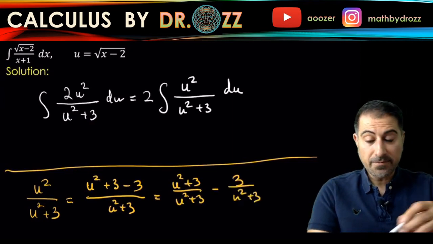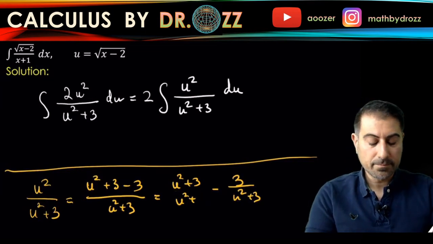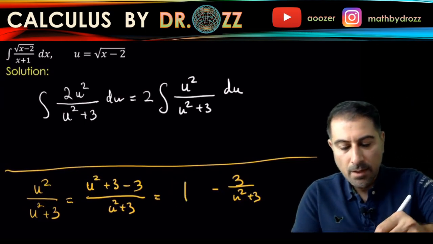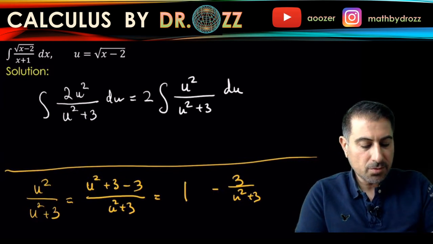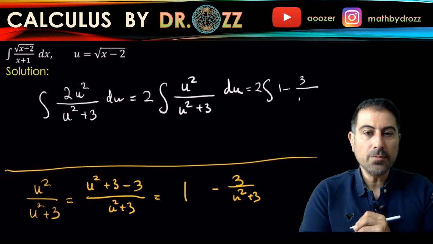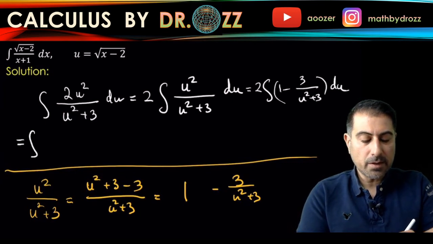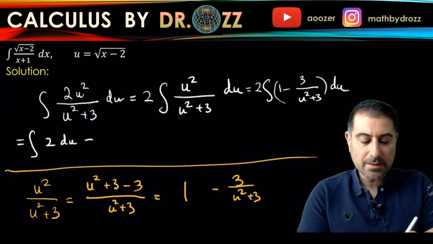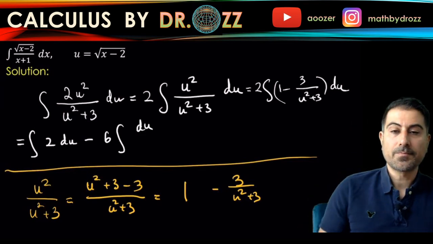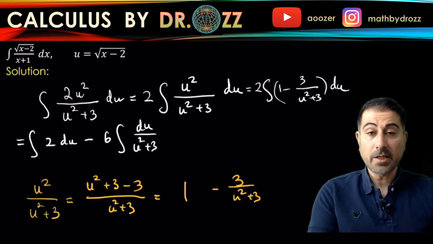So now I have 2 fractions. And in fact, the first fraction is just 1, right? Which is awesome for the sake of integrating, because I'm going to go back and write this as the integral of 2 times 1 minus 3 over u squared plus 3 du. And now I have 2 integrals to take care of. One is the 2 du integral, and the other one is 6, because 2 times 3 is 6, du over u squared plus 3. Since I'm done working with this fraction here, I'm going to erase that to save space.